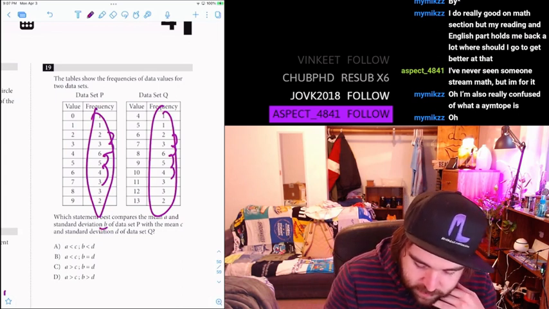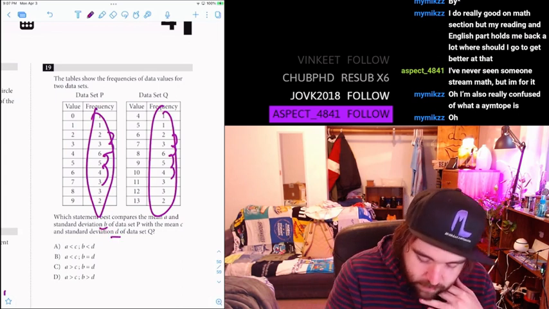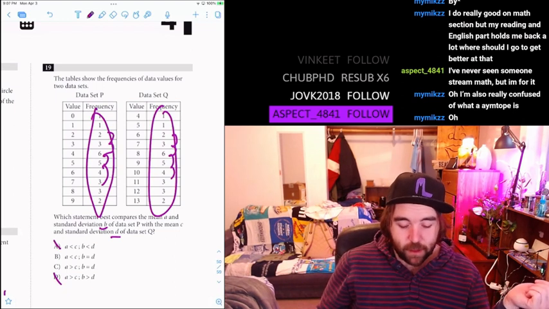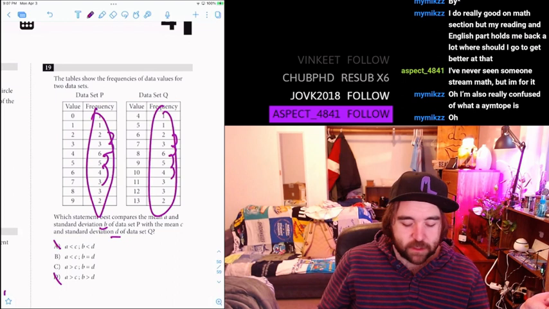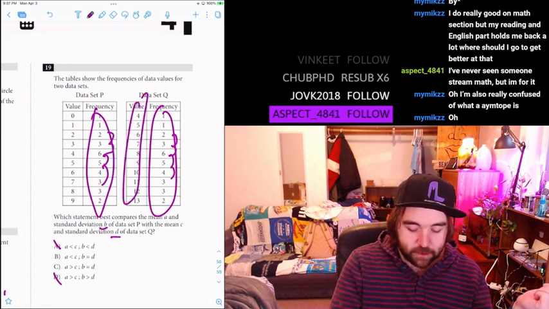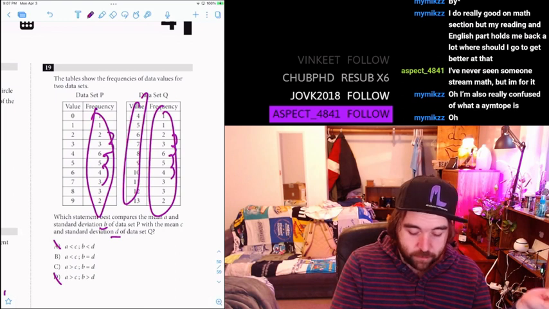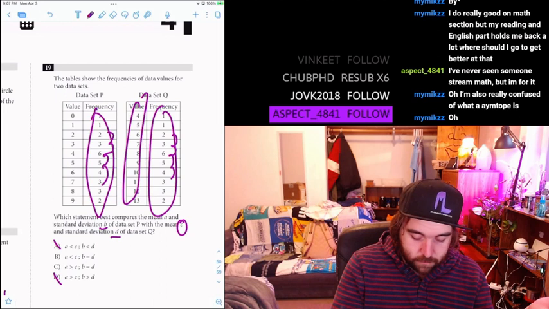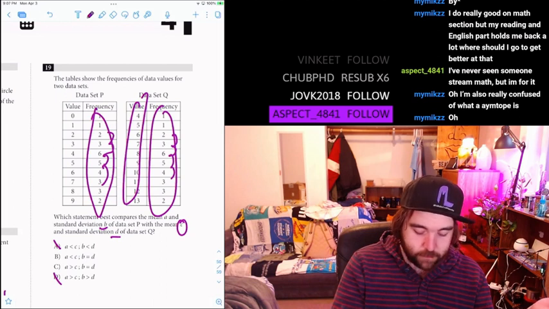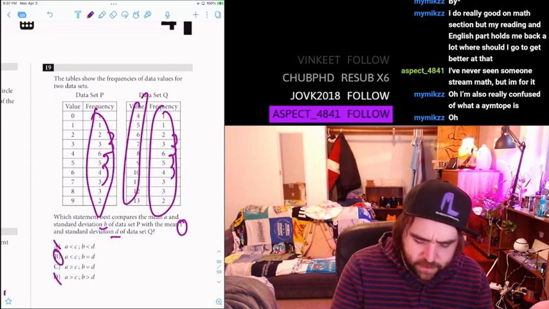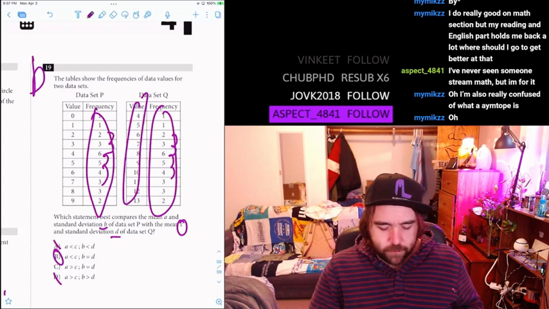So we're talking about standard deviation is B and D. So B and D should be equal because they're equally spread out. And then talking about the means, we just got to look at the one that has the higher values. This one's got the higher values, right? So the one for Q should be higher. So that's C compared to A. C should be higher than A. So that's this one, B.